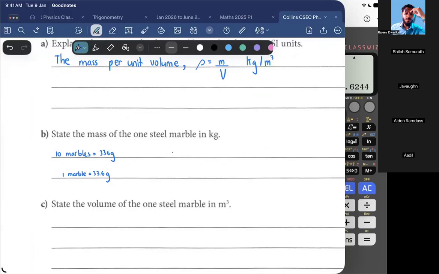Right? So if you're going from grams to kilograms, move 3 points, you gotta divide by 1,000. Or move 3 points to the left. So that's going to be 33.6 divided by 1,000, and what are we gonna get? 0.0336.